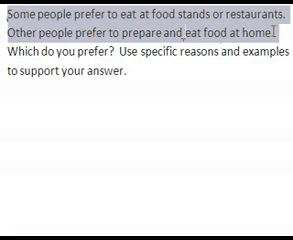When we first look at this question, we see at the beginning 2 points of view. Firstly, it says some people prefer to eat at food stands or restaurants, and then the second point of view is other people prefer to prepare and eat food at home. And I know that when we see this, initially maybe our reaction is, oh, we need to write a discussion essay about this because this is presenting 2 points of view.